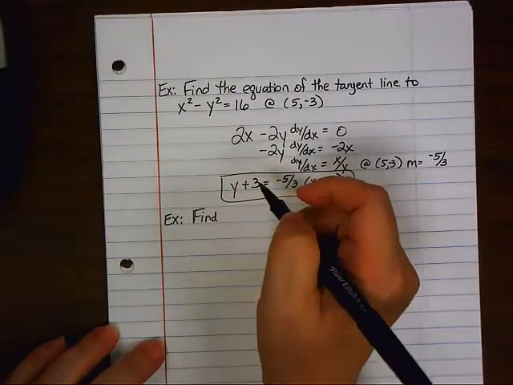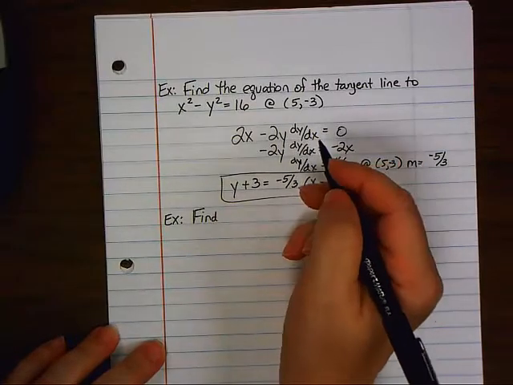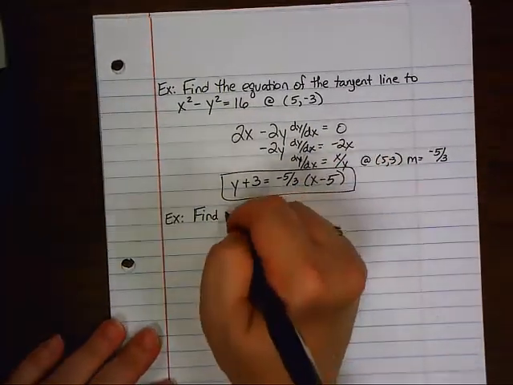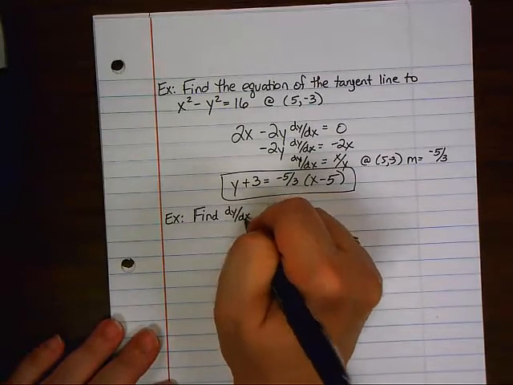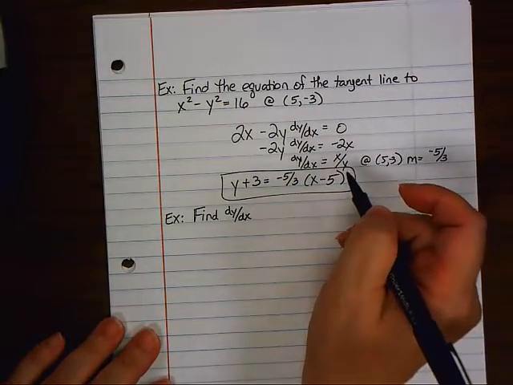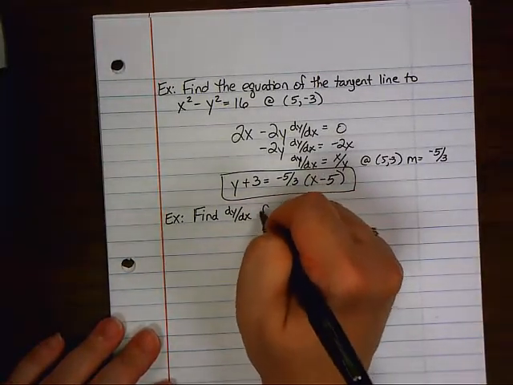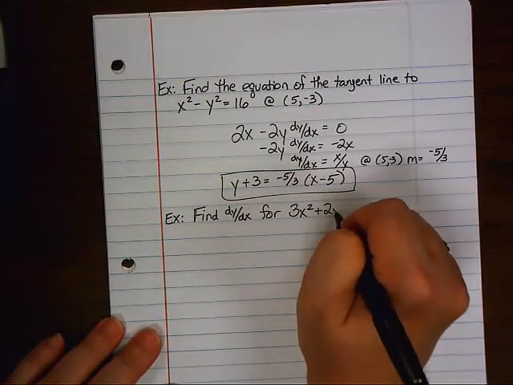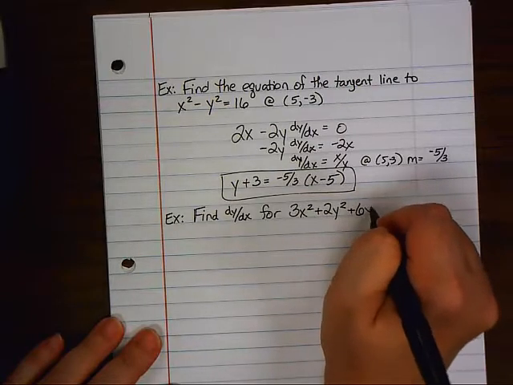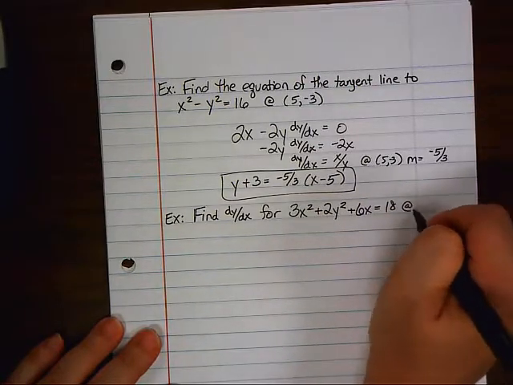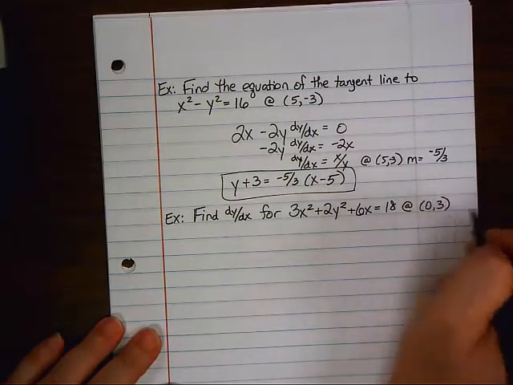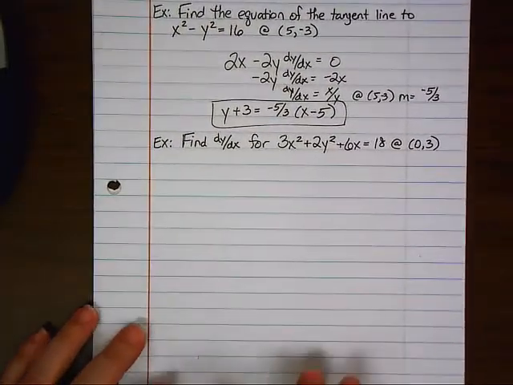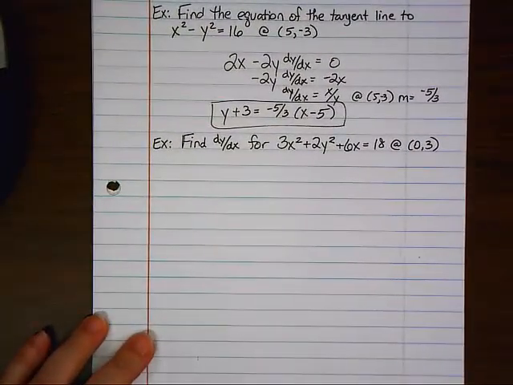Okay. I am changing the direction slightly, actually making it easier. This is the way the worksheet is going to look. The worksheet is just going to ask you for the slope. It's going to say find dy dx for 3x squared plus 2y squared plus 6x equals 18 at the point 0, 3. All they're going to ask for is the slope at a specific point.